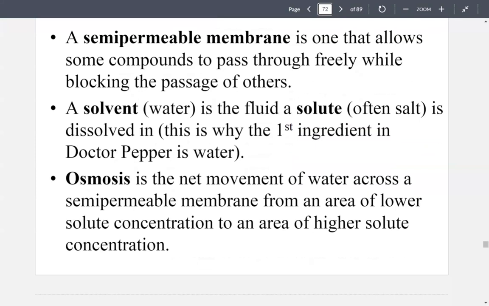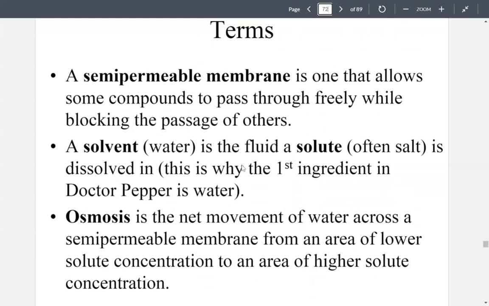So, as I mentioned when we talked about passive transport, osmosis is the net movement of water across that membrane, trying to equalize the solute concentrations on either side. It is going to move from a low solute concentration to a high solute concentration.